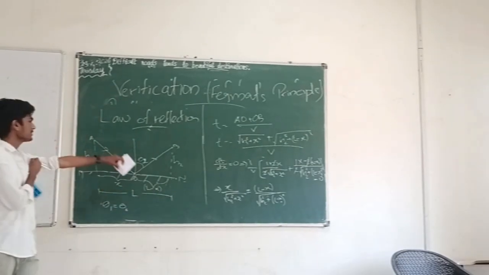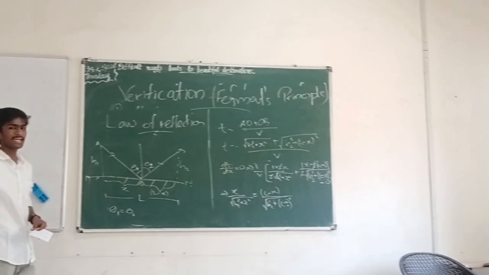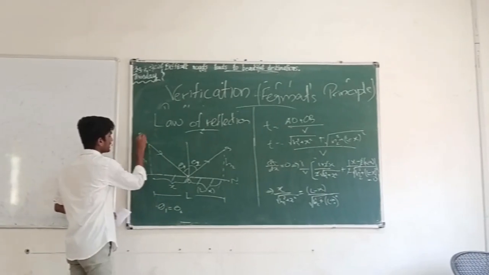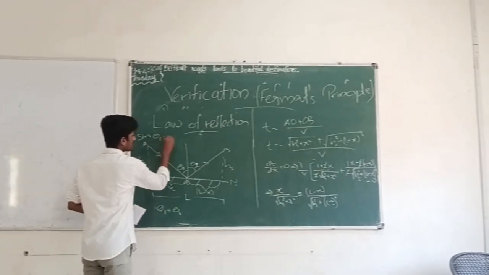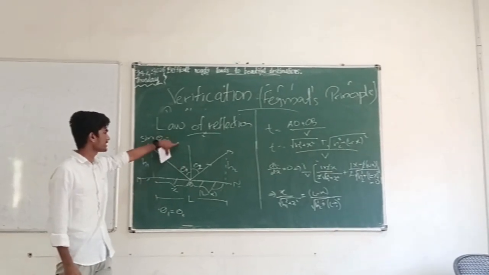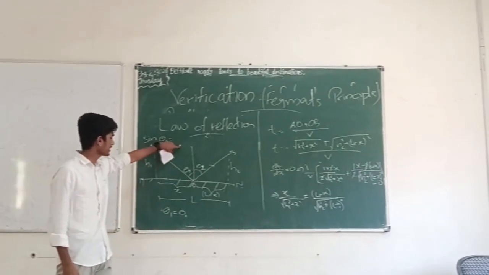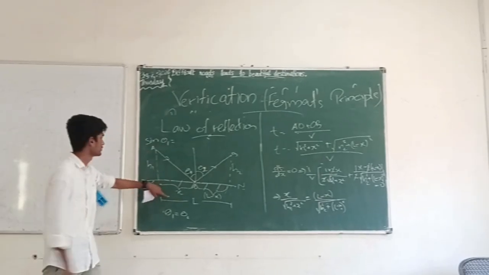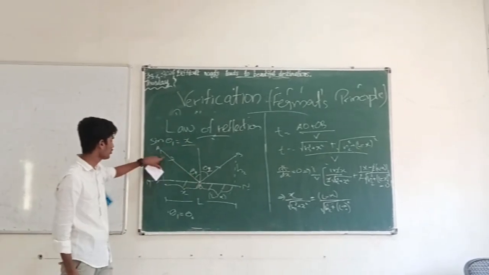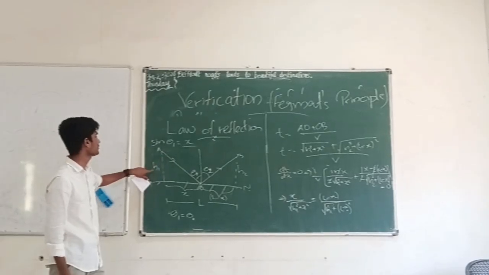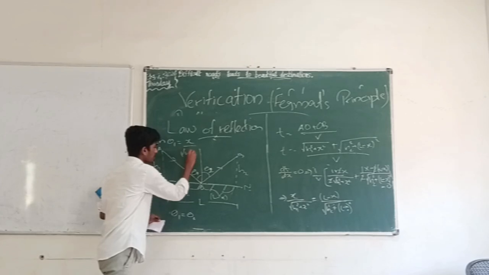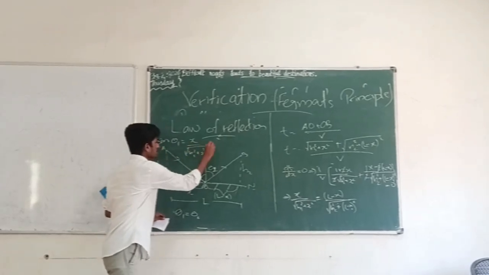Now, from this picture, we can find sin theta 1 and sin theta 2. Let's find. This is theta 1. Sin means opposite side by hypotenuse. What is opposite side? Opposite side is x here. X by, what is hypotenuse? Hypotenuse is, by Pythagoras theorem, root h1 square plus x square.